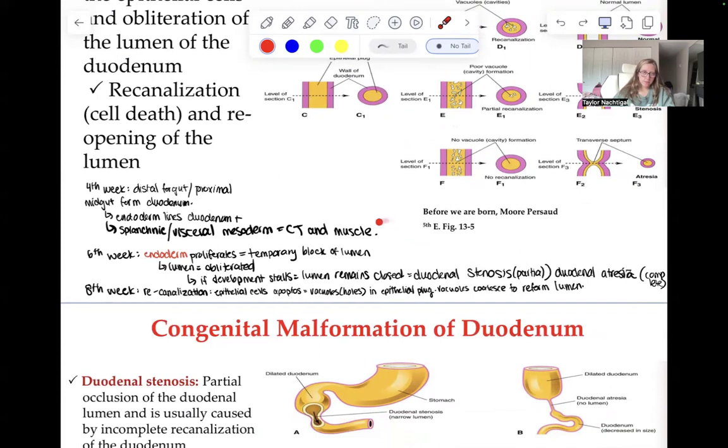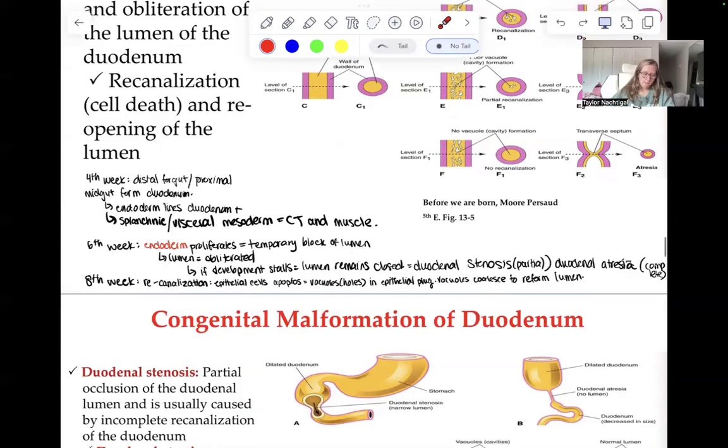I'm just trying to break down my own notes because I wrote these back in week 1. The distal foregut and the proximal midgut form the duodenum. Endoderm lines the duodenum. Splanchnic and visceral mesoderm equal the connective tissue and the muscle. Right, the mesoderm is going to become the connective tissue and the muscle of the intestines.